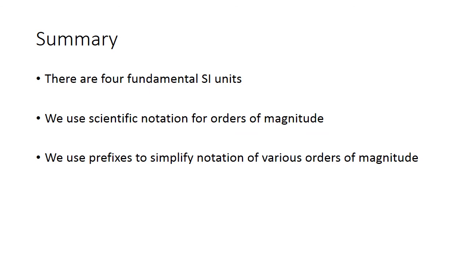All right, in summary, there are 4 fundamental SI units: length, time, mass, and electric current. We use scientific notation for orders of magnitude, and to simplify the notation, we sometimes use prefixes.